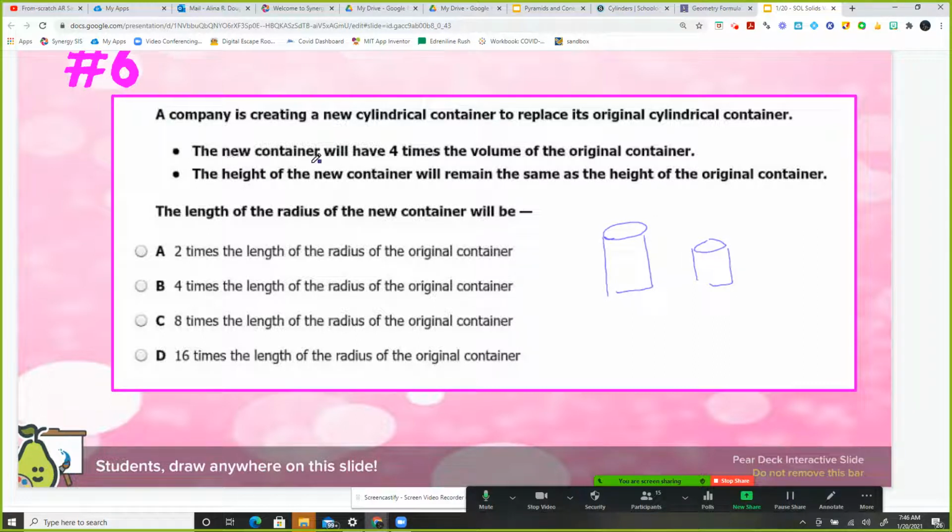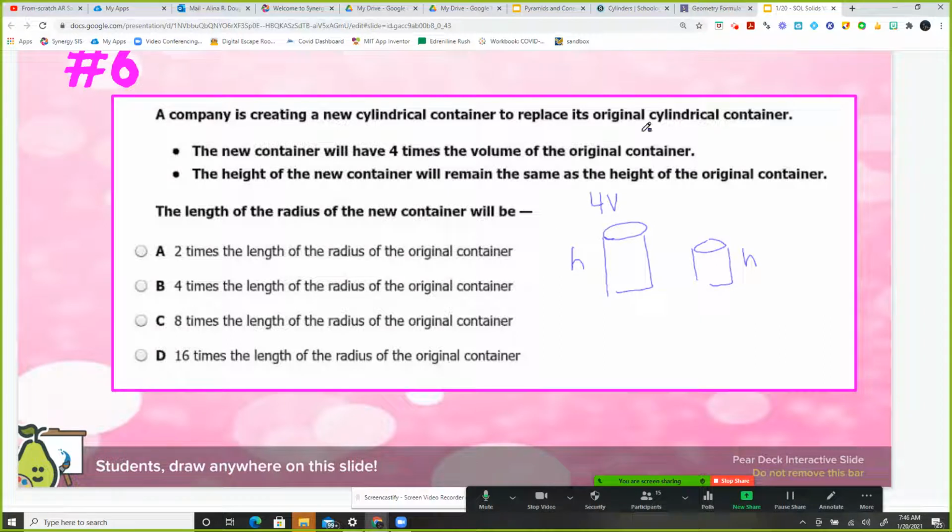The new cylinder will have 4 times the volume. So 4 times the volume of the original container. The height of the new container will remain the same as the height of the original container. So I didn't draw that very accurately, but the height and the height are equal. The length of the radius of the new container will be 2 times the length of the original container, 4 times the length of the original container, 8 times the length of the original container, or 16 times the length of the original container.